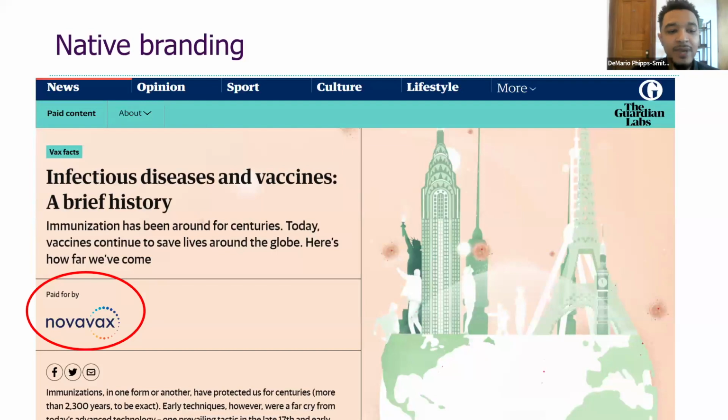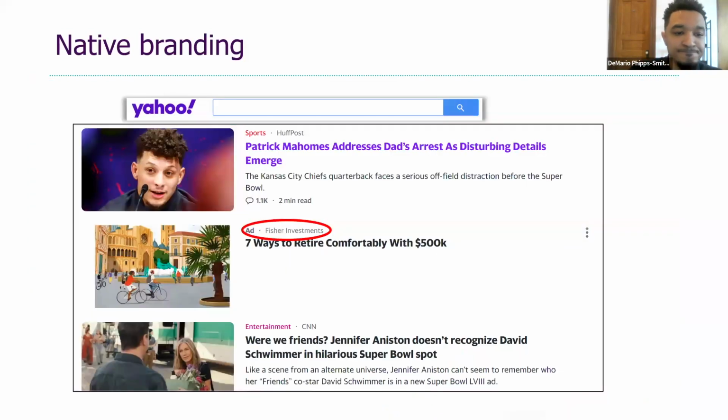But it's really a paid promotion from Novavax, which is a biotech company in Maryland that develops vaccines. And this article goes through the history of diseases and vaccines. And you'll see native branding all around you, right? If you just open up a search engine or Yahoo or Google, you'll see things like this, right? You'll see the carousel of different news articles, but then if you pay close attention, you'll see ad by Fisher Investments or this place or McDonald's or AT&T.